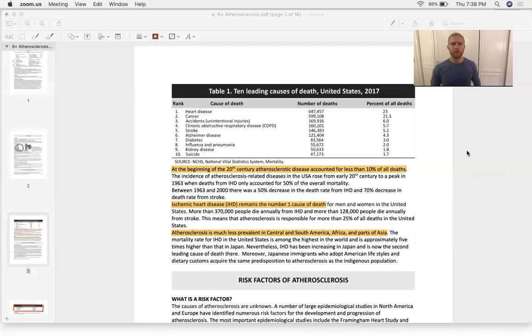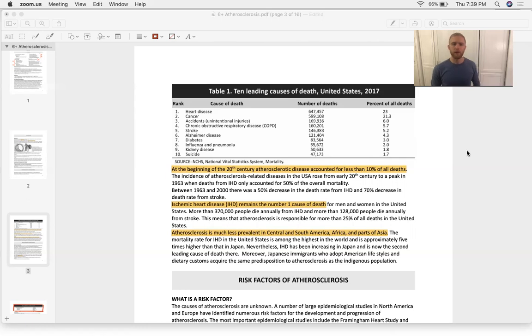in the 1900s, atherosclerosis only accounted for a single-digit percentage of all deaths. But nowadays, it's the number one cause of death in America, accounting for almost 1 in 5 deaths, almost 1 in 4. Ischemic heart disease is a very common condition characterized by an inability to supply blood to the myocardium. And atherosclerosis immediately predisposes one to developing ischemic heart disease.